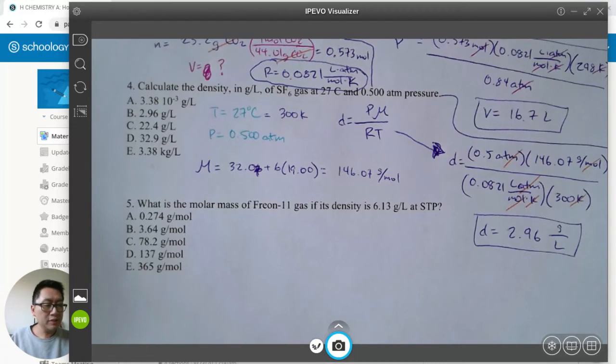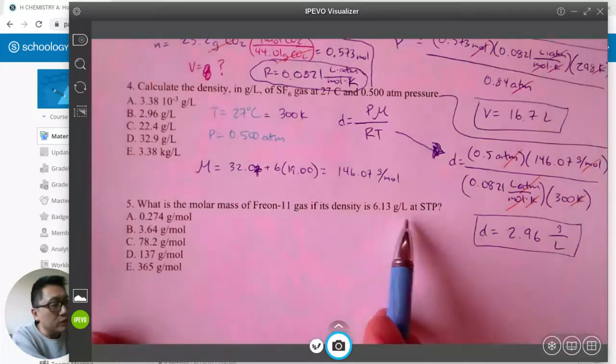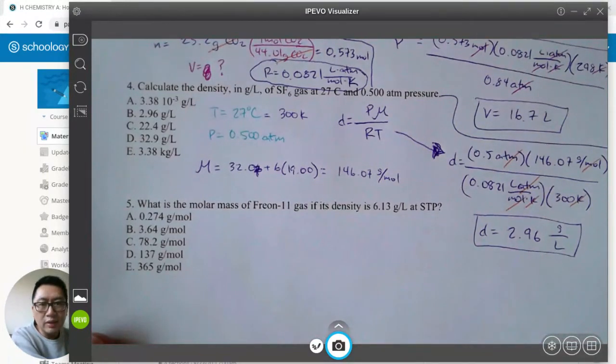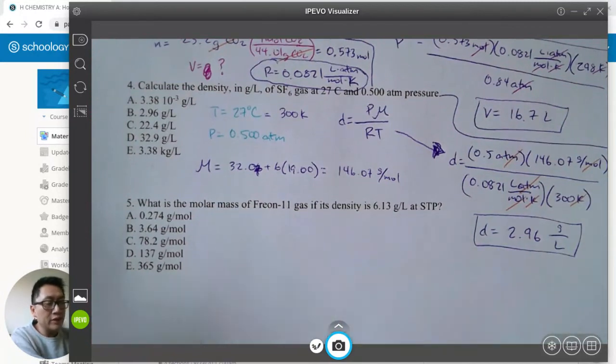Okay, last question. Try to do this fast. Okay. What's the molar mass of Freon 11 gas if the density is 6.13 grams per liter at STP? I don't know what Freon 11 gas is. And the point isn't to look it up. It's kind of like your unknown gas. You're trying to find its molar mass.